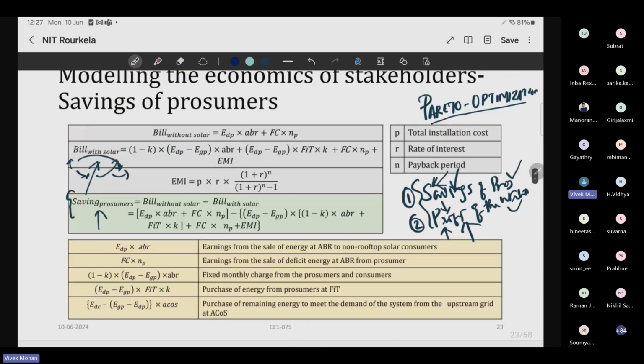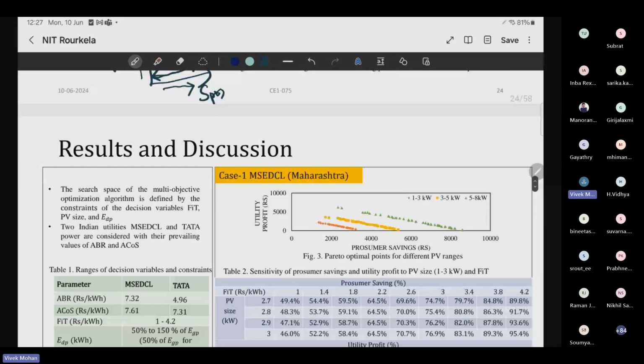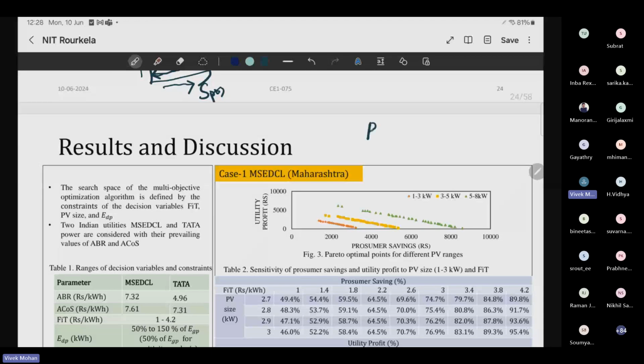So how do you do that? When you do that, you see here, what are the decision variables here? Decision variables, profit of the utility is depending on what? Tariff. Then feed-in tariff. What is tariff? The rate at which consumer is consuming energy. So tariff is a revenue for the utility. What is feed-in tariff? When solar energy from the rooftop solar is injected to the grid, the utility has to pay the prosumer, right? So it is an expense for the utility. This is a revenue, this is an expense. This is an expense factor, this is a revenue factor.